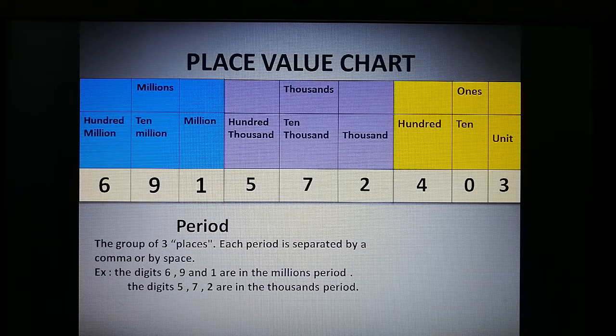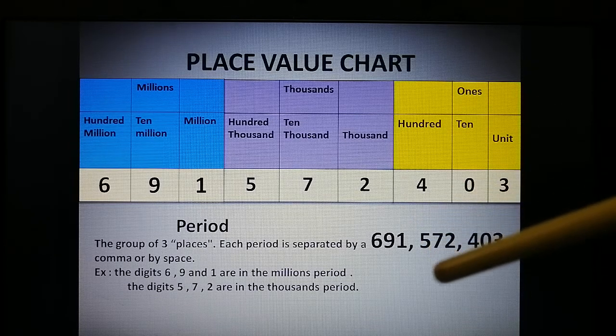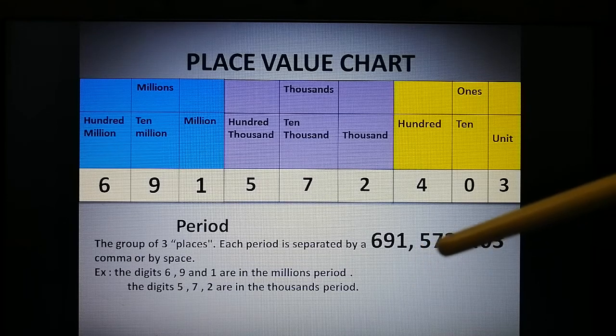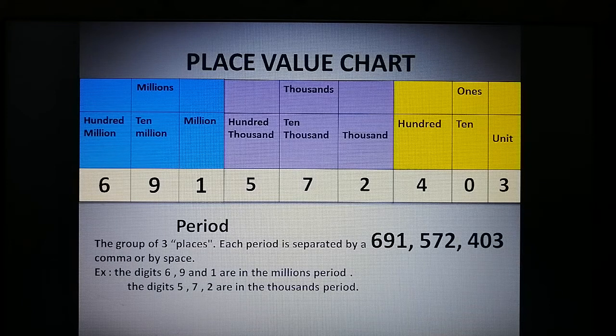Each period is separated by a comma or by a space. For example, this is the way to write a number, using the same number: 691, comma, space, 572, comma, space, 403. This is the way to write a number.